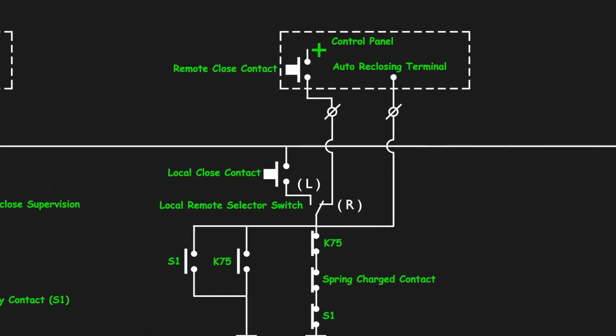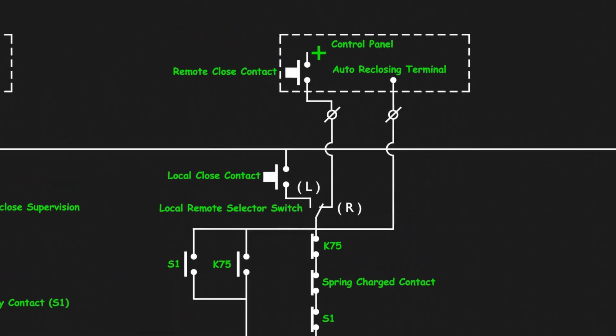Now we will see how the remote closing operation is performed in this control circuit. Whenever we rotate the rotary switch of the TNC switch, trip neutral close switch, or press the push button provided for closing operation in the control panel, and if the local remote selector switch is set to the remote position, then a positive pulse from the control room will reach the closing coil. In the closing operation, it is also possible for the local DC supply to be sent to the control panel and then return to the closing coil through the contact of the closing switch.